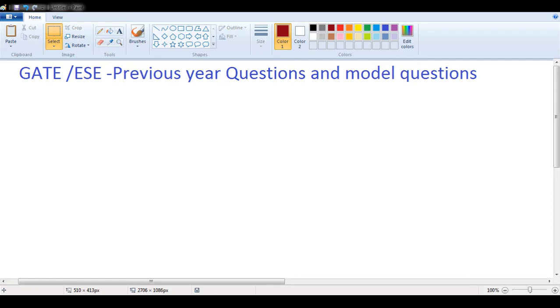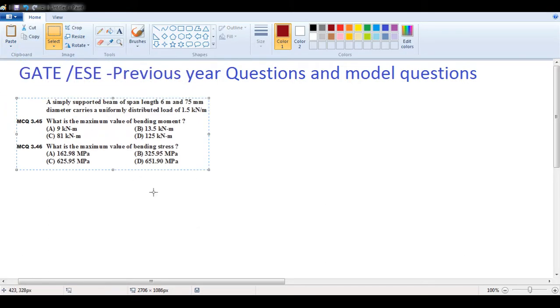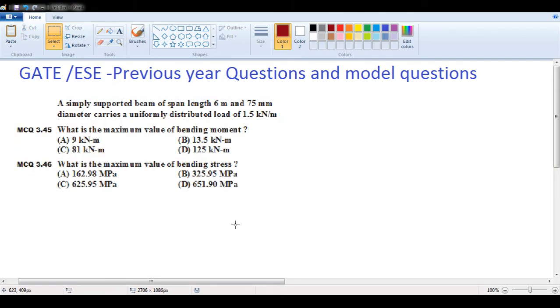So the next question is, a simple supported beam of span length of 6 meter and 75 dia carries a uniformly distributed load of 1.5 kilonewton per meter, right? So let me first draw what it is talking about.